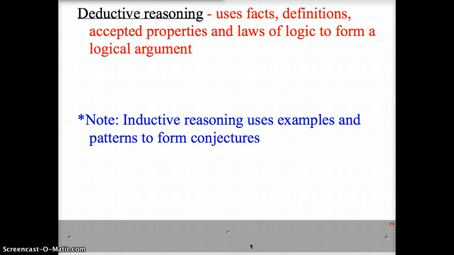It's important to note, inductive reasoning, which we've been using previously, uses examples and patterns to form conjectures. So that's what we were doing with section 2.2, where we had to predict the next number in the pattern. We used examples rather than actual accepted properties and facts. The next number in the sequence could have been 5,987 3/10, but we were going by what we could see already and the patterns that were appearing before we were picking the next number.